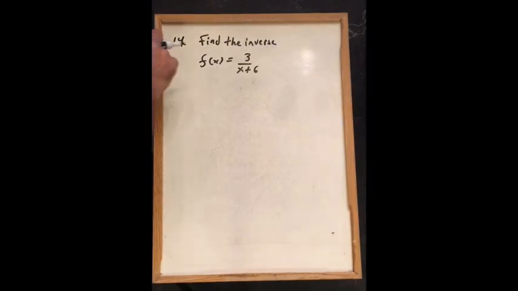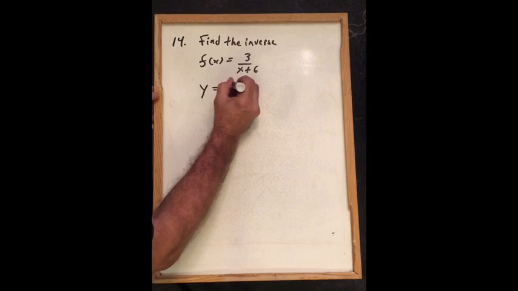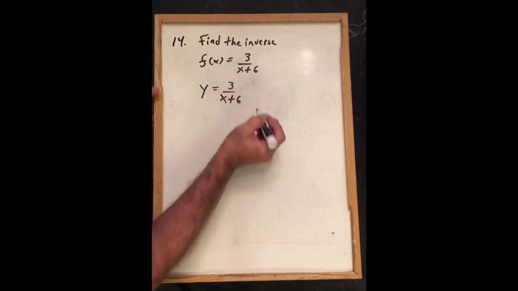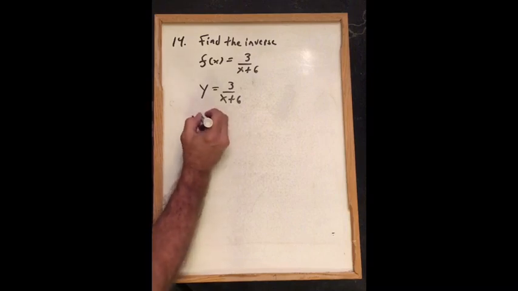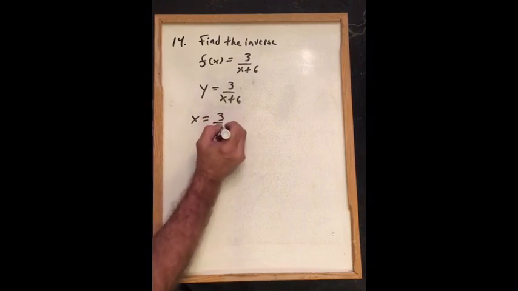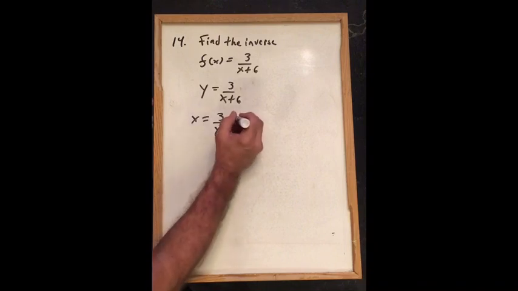For problem 14, we're going to find the inverse of this function. Step 1, we're going to change f of x to y like this. Step 2 is we're going to invert the x and y, so I have x is equal to 3 over y plus 6. Now we're going to solve this back for y, so I'll multiply both sides by y plus 6.